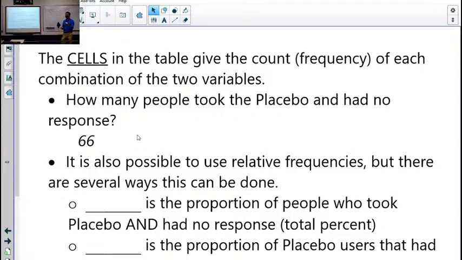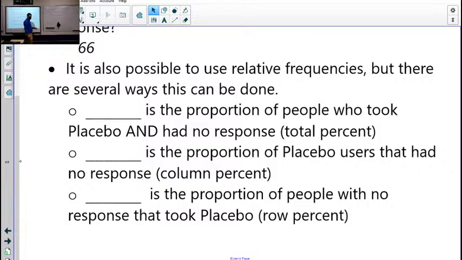It's also possible to use relative frequencies, but there are several ways this can be done. So this is where all 3 of these are going to involve 66, but the rest of the answer is going to be different. Your answer should have 66 in it, but all 3 are going to be slightly different. I just want the fraction.